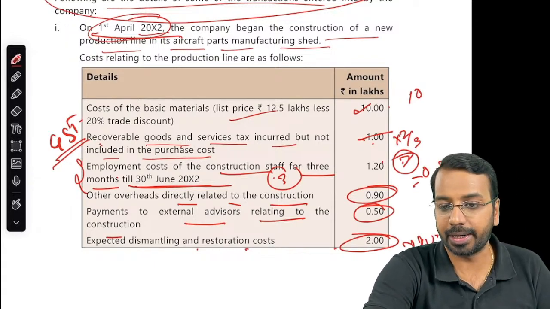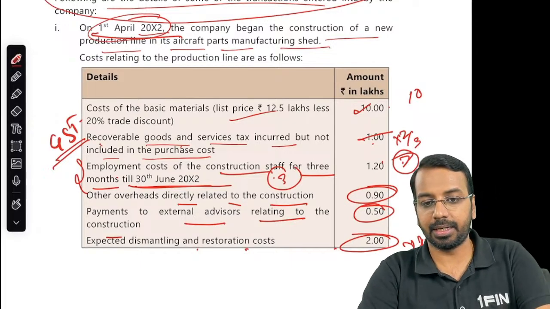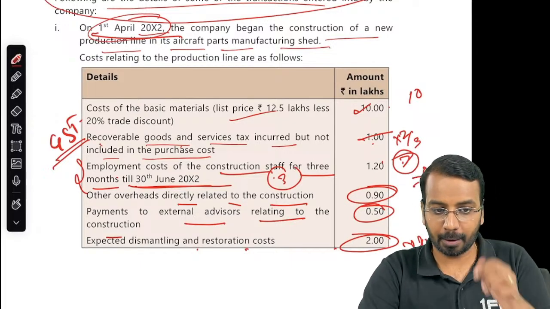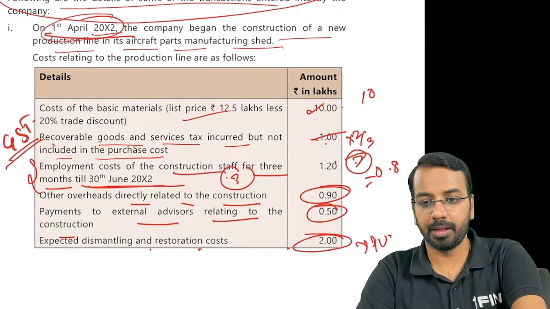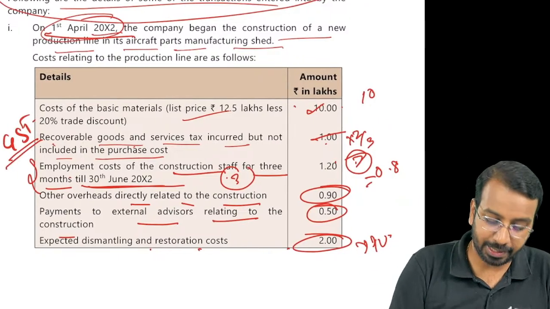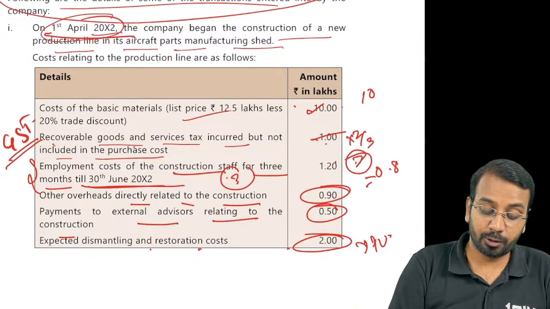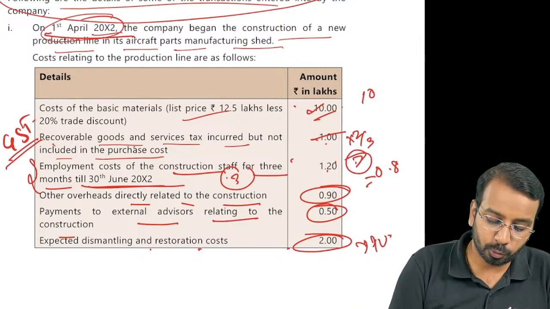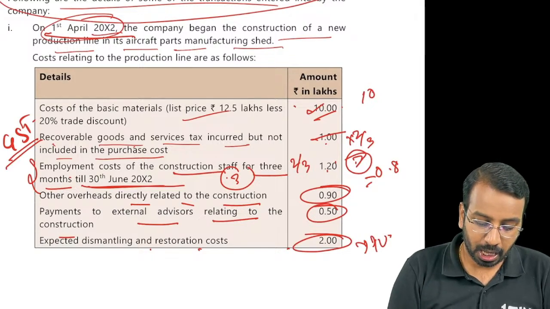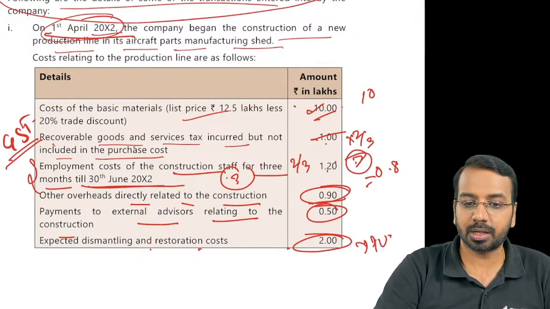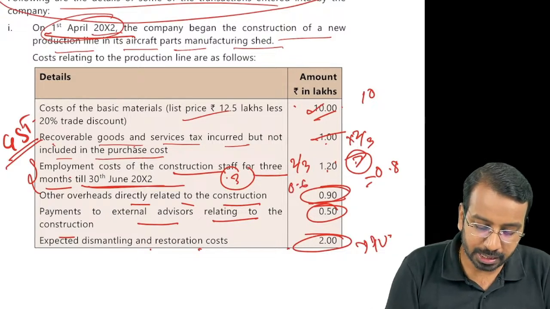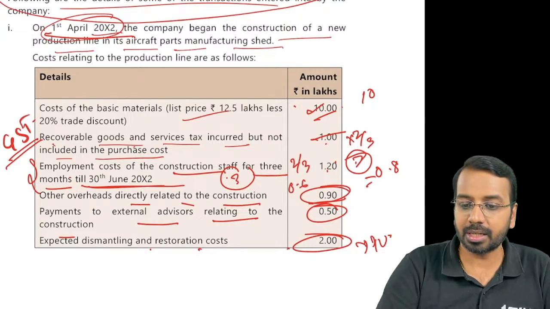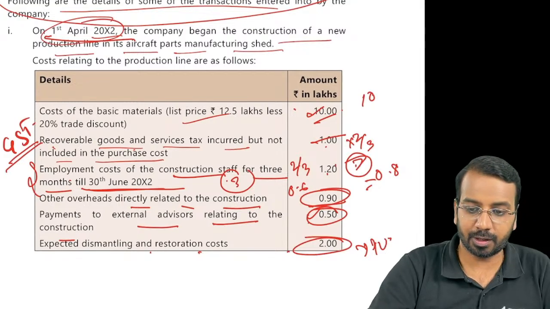I hope the writing is clear. Oh, I am hiding the writing, just a second. This is a bit better. Okay, so 0.8. So 1 is 10, simultaneously add. So you can do 10 m plus 1.2 into 2 by 3 m plus. Other overheads directly related to construction 0.9. Out of that 0.3 is abnormal. So 0.6 m plus. Payment to external advisors we will consider, 0.5 m plus.